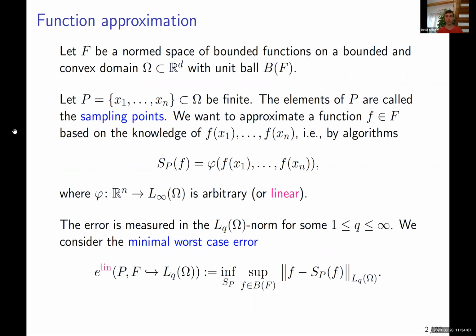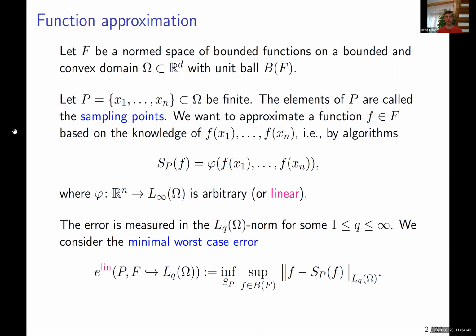We assume that we have some bounded and convex domain omega, d-dimensional. For this slide, the convexity and boundedness is not necessary, but it will be important on the following slides. So I already fixed the domain omega, it's bounded and convex. And we consider some function space, capital F, some normed space of bounded functions on this domain. And B of F shall be the unit ball of the space.